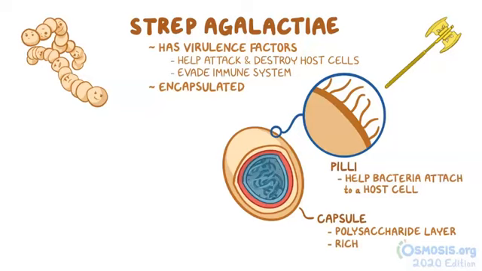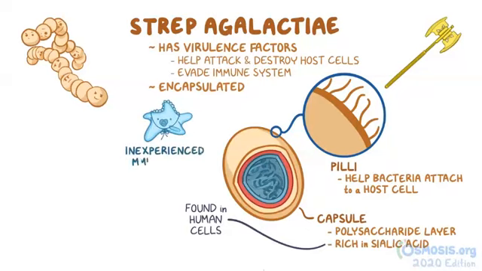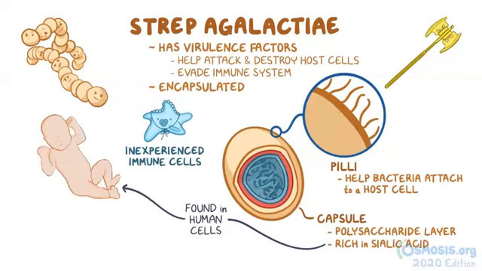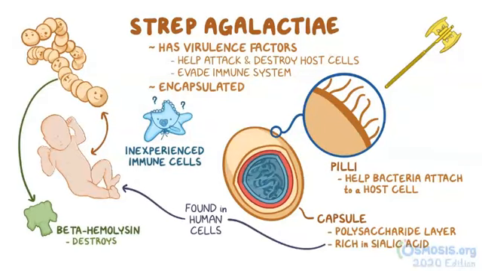Additionally, the capsule is rich in sialic acid, which is a substance that can also be found in human cells. So inexperienced immune cells, like that of a newborn, might confuse Strep agalactiae with self cells, allowing it to survive inside the body. And finally, Strep agalactiae makes beta hemolysin, which destroys the host tissues and causes hemolysis, meaning it destroys red blood cells.